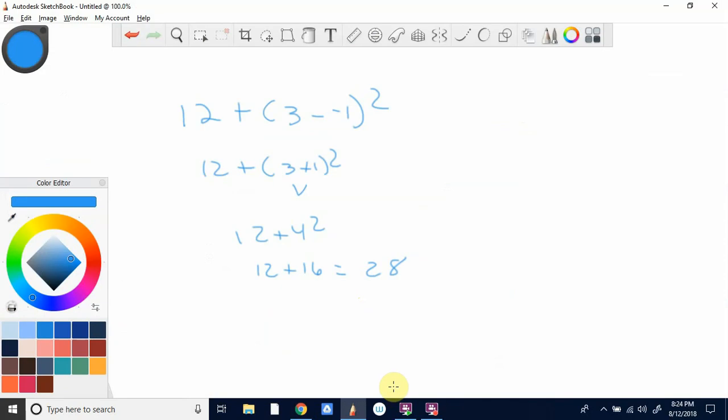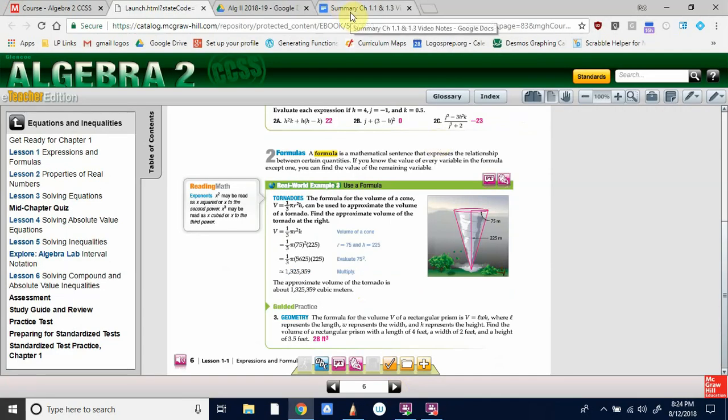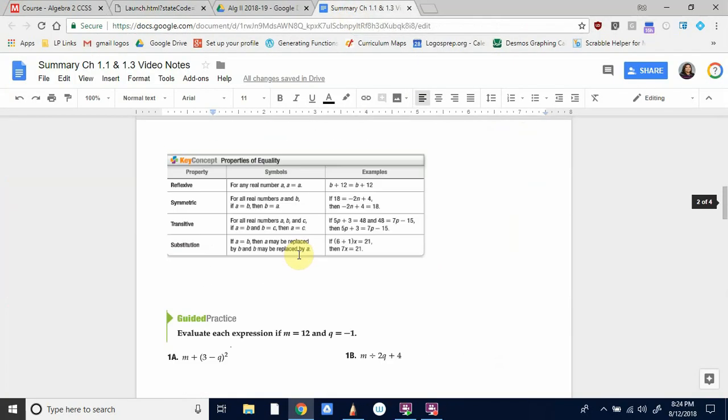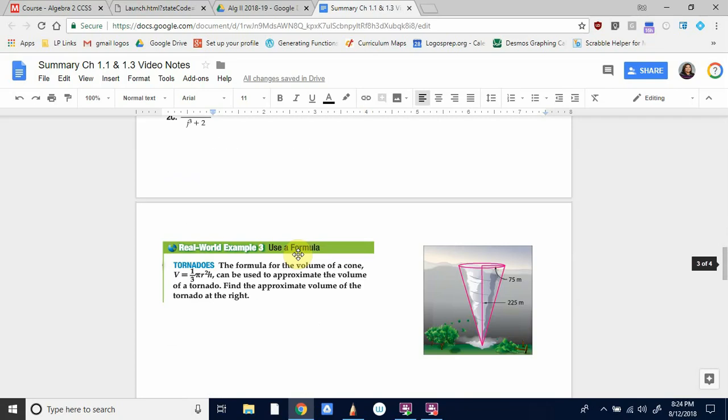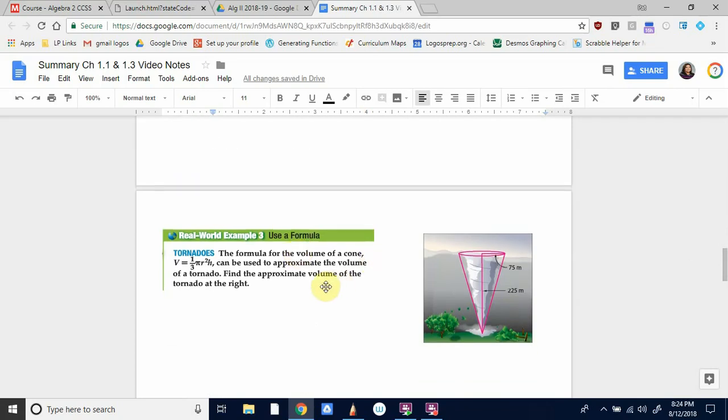Okay, so if we look at our summary sheet again, we've got a formula. So here they give us a formula for the volume of a cone, which is V equals 1/3 pi r squared h. And we can use this to approximate the volume of a tornado.